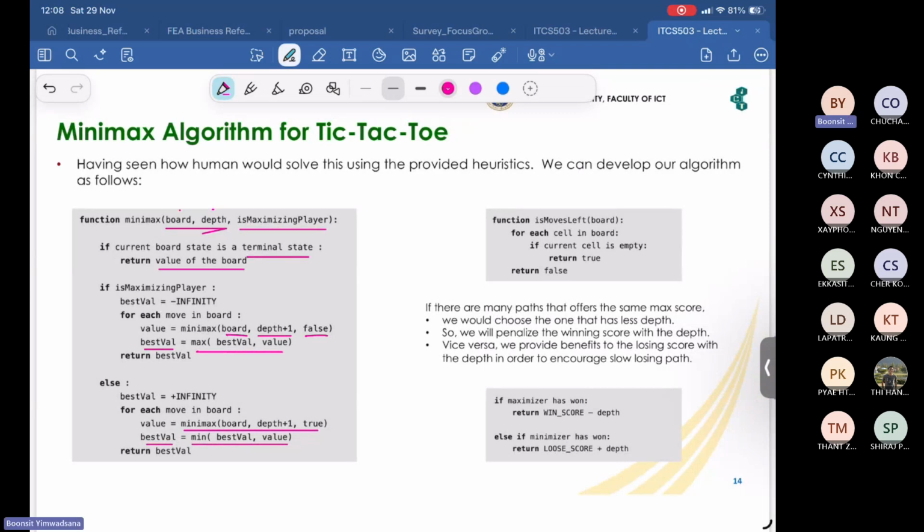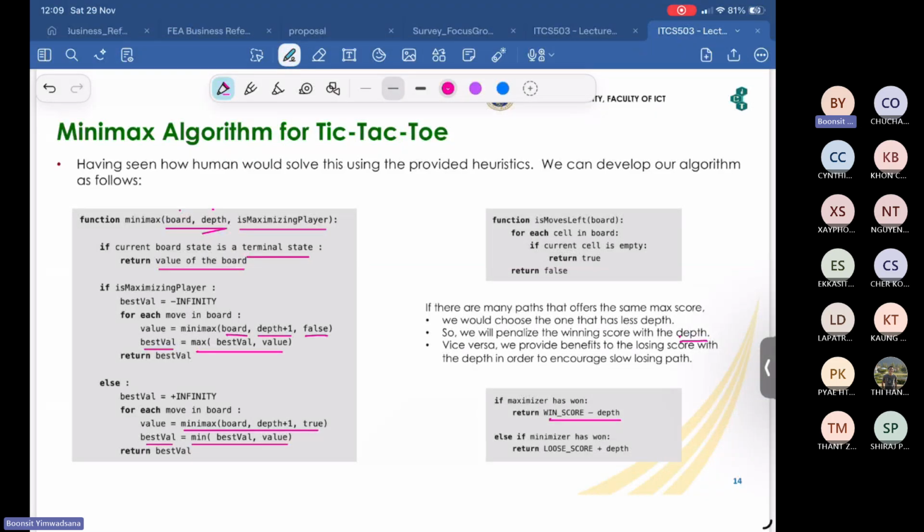I want to maximize my chance of winning. I want to win fast, and even though I don't win, I want to lose later by creating as much delay as possible. So this means that for each maximum score that I have, I want to win very early, and I want to penalize the winning score with a depth. The less depth that I have, I want to win first.